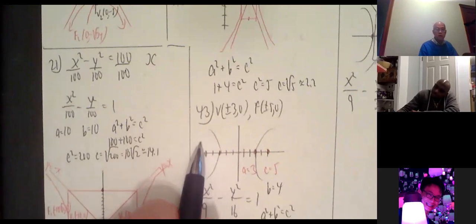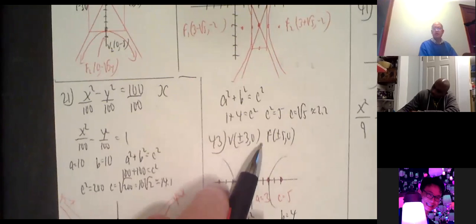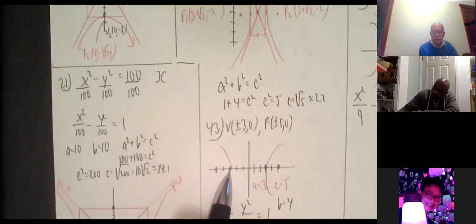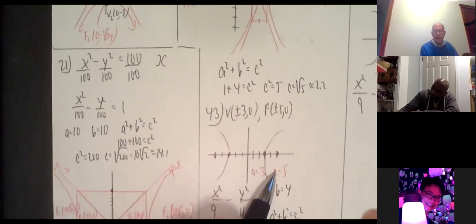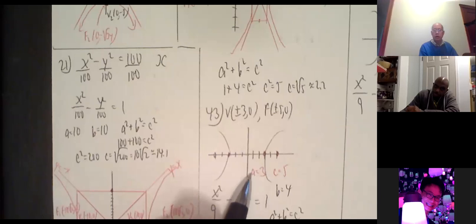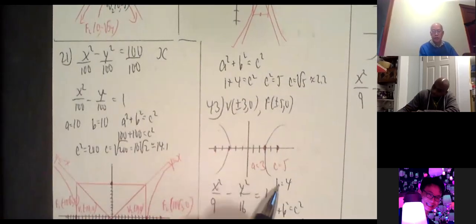Okay, so 43. Vertex is plus or minus 3, 0. Foci are plus or minus 5, 0. So here's negative 3, 0, 3, 0. A is 3. Focus, negative 5, 0, 5, 0. C is 5. Well, you know your Pythagorean theorem very well. B is 4. 3, 4, 5, right? Or you can go, a squared plus b squared equals c squared. I highly suspect you all know the 3, 4, 5 triangle. If you don't know it, do your a squared plus b squared equals c squared. B is equal to 4.